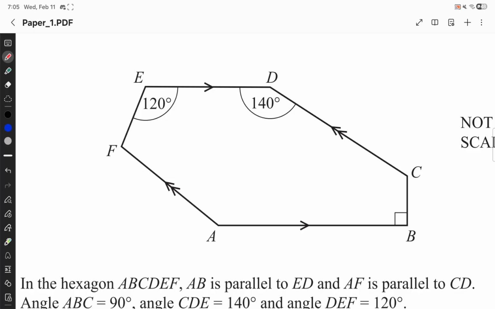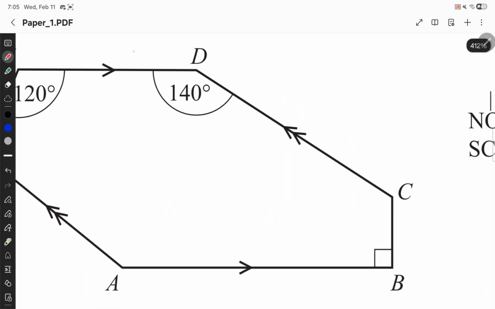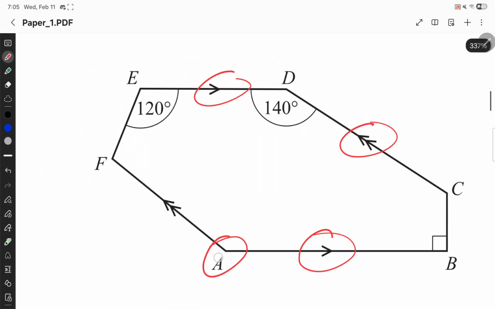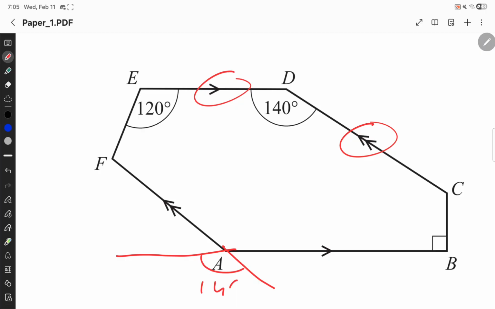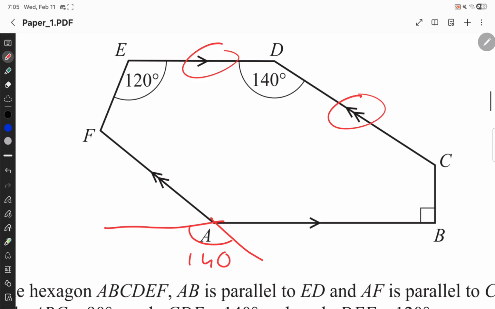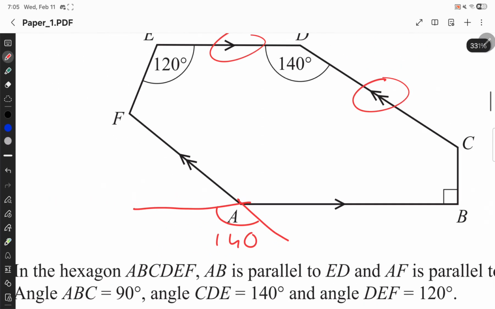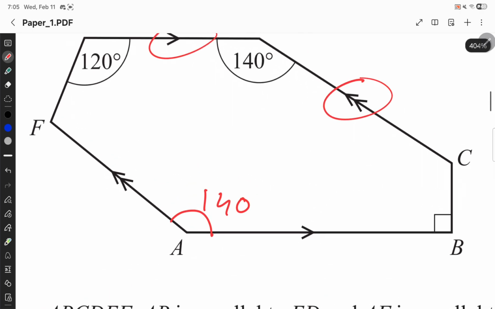So 104, we know these two are parallel, and if they are parallel, what does that make them? 140 as well. So I just extended these lines. No black magic. So we have this down here, they are corresponding. Next, we know this would be 140 as well because it's vertically opposite. So that's how we derived angle FAB or BAF to be 140.